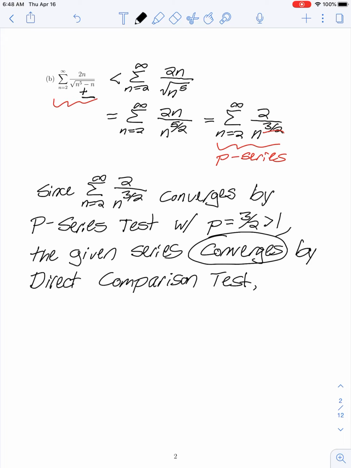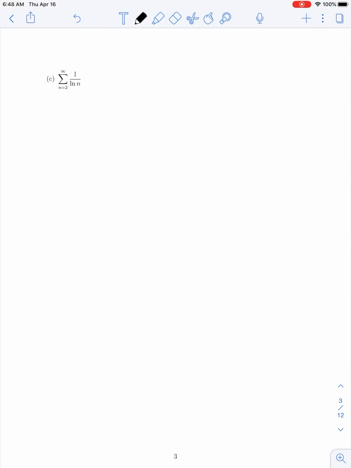So let's look at some other ones. In our next example, we have the sum from 2 to infinity of 1 over the natural log of n. So this looks sort of similar to a p-series, but the only difference is, instead of having a power of n in our denominator, we have the natural log of n.